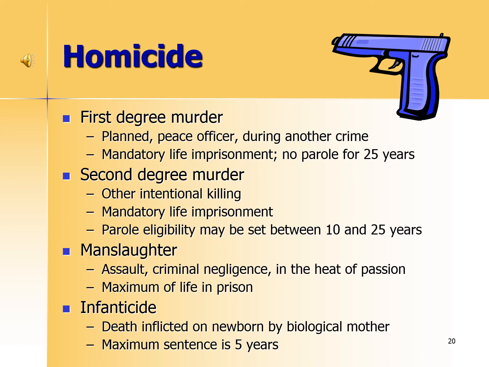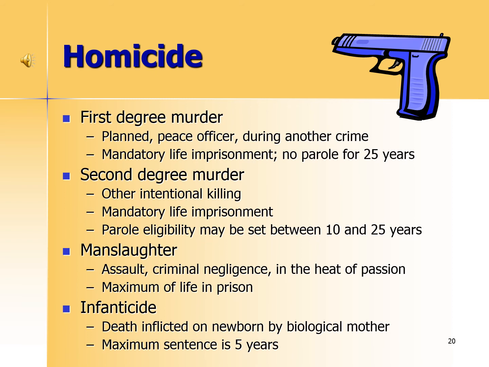The penalty for first-degree murder is mandatory life imprisonment, which means that the defendant has no chance of parole for 25 years. The next category of homicide is what's called second-degree murder. And this is any other intentional killing outside of what's articulated in first-degree murder. So it wasn't planned.